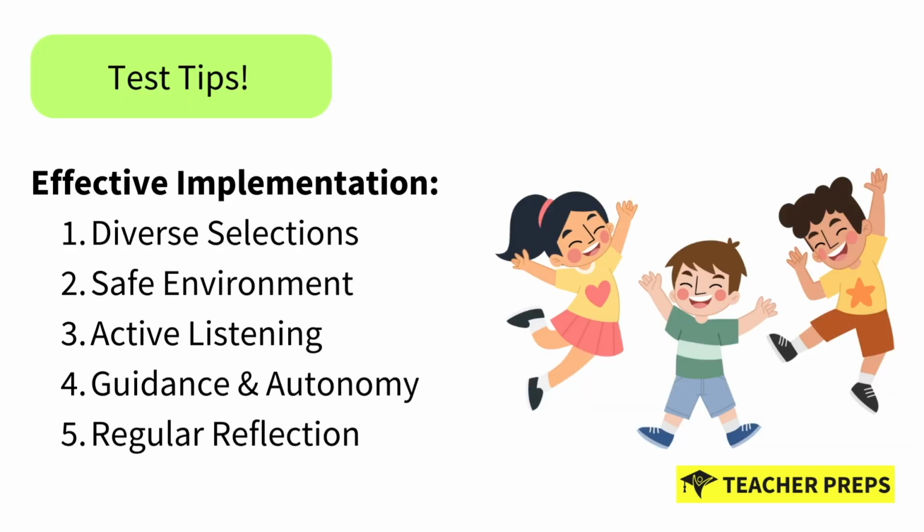Keep these tips for effective implementation when taking your exam. Diverse selections. Always strive for a variety of genres, authors, and cultural perspectives. Always keep things safe. Have a safe environment. Make sure that students feel comfortable sharing their thoughts without fear of any ridicule. Next, practice active listening. Teach students to listen respectfully to their peers, fostering a richer discussion. And then guidance and autonomy. While it's important to guide discussions, make sure to also allow students the autonomy to lead and explore topics that they're passionate about. Provide regular reflection. Take time to reflect on what strategies are working and which might need adjustment.